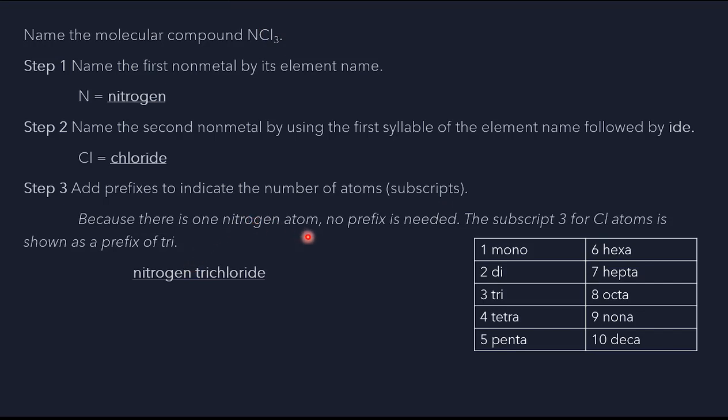Because there's one nitrogen atom, we don't really need a prefix for that. You don't necessarily have to say mononitrogen. However, if you do, it's okay. The subscript 3 for the chlorine atoms is going to be shown as the prefix tri. So putting it all together, we should end up with nitrogen trichloride.